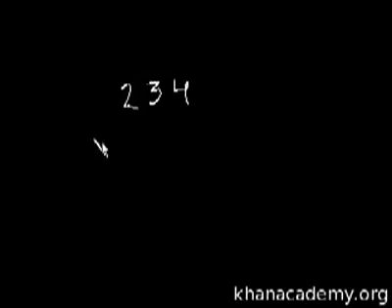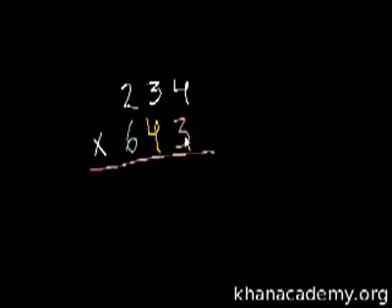234 times, and I'm going to use 3 colors now. Let's say 643. So first we do the 3, which is in the ones place, so we multiply that times 234. Well, 3 times 4 is 12, carry the 1. 3 times 3 is 9, add the 1, is 10, carry the 1. 3 times 2 is 6, plus 1, well, that's 7.